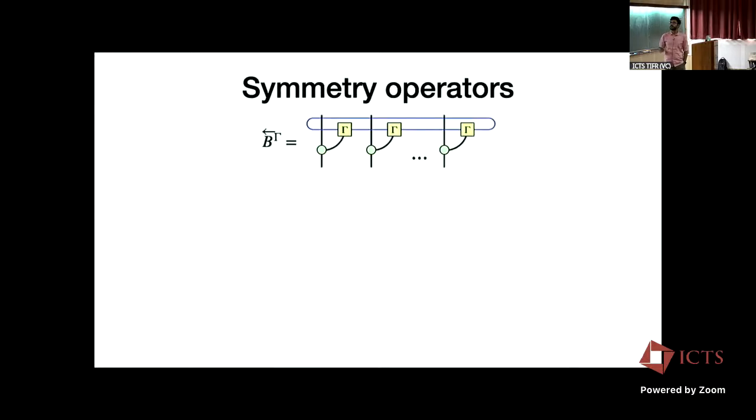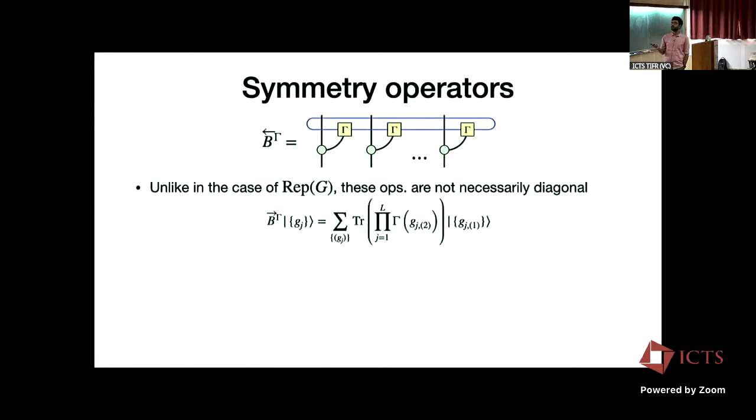Okay, so you can do this game also with the dual Hopf algebra. Before going there, actually, let me comment on one difference between this and rep G. In the rep G case, these operators are diagonal in your basis states, but here it won't be diagonal because of this peculiar structure of that tensor. So this is what it looks like. You pick up the second leg from every site, and then you have a superposition over various basis states.